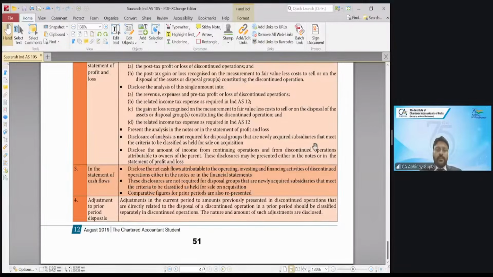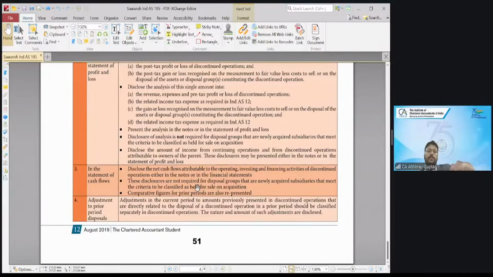Now, what will happen in the cash flow statement? In the statement of cash flows, disclose the net cash flows attributable to the operating, investing, and financing activities of the discontinued operations, either in the notes or in the financial statements. So if there is any cash which you are generating or using for any of these discontinued operations items, then that will continue to be presented under the operating, investing, and financing activity, or it can be separately presented in the notes to accounts.